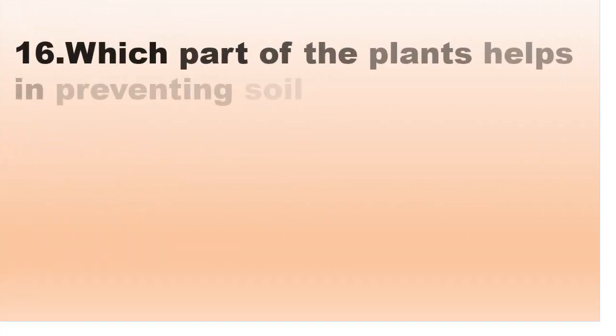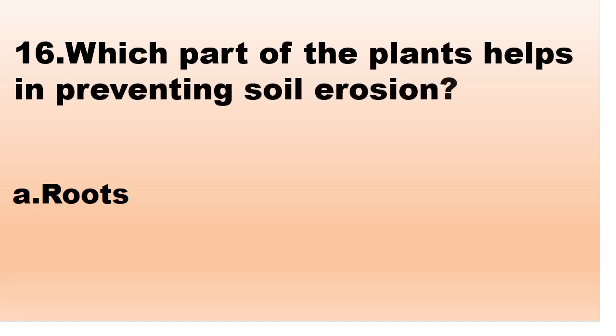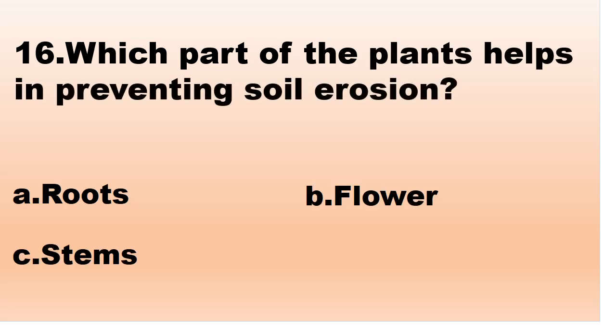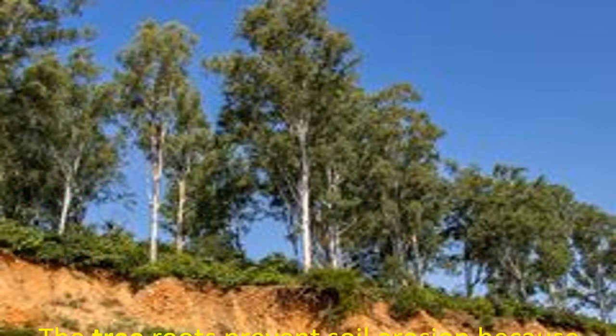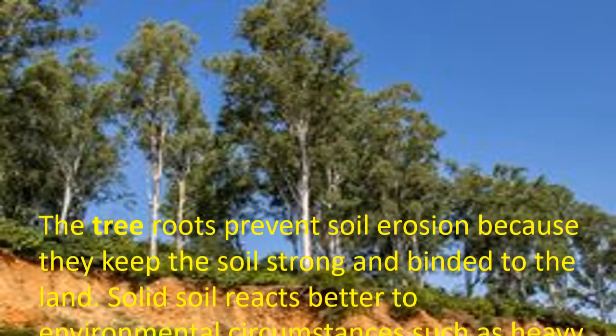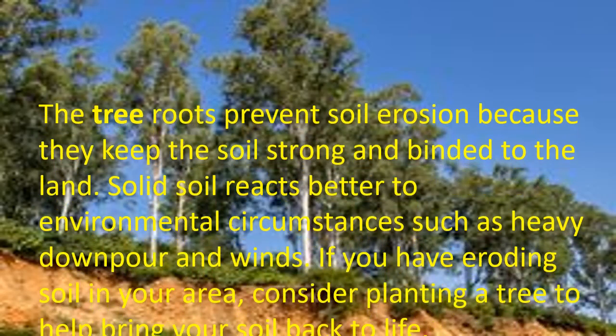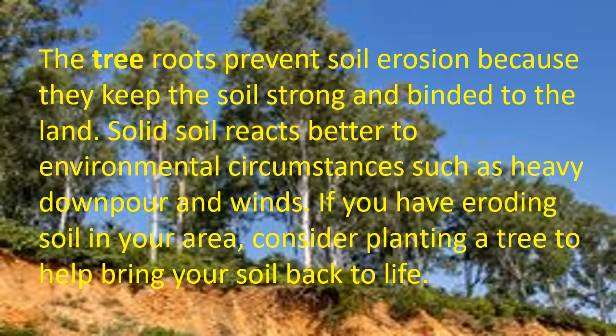Which part of the plant helps in preventing soil erosion? Roots, flowers, stems, leaves. Roots. Tree roots prevent soil erosion because they keep the soil strong and bound to the land. Solid soil reacts better to environmental circumstances such as heavy downpour and winds. If you have eroding soil in your area, consider planting a tree to help bring your soil back to life.